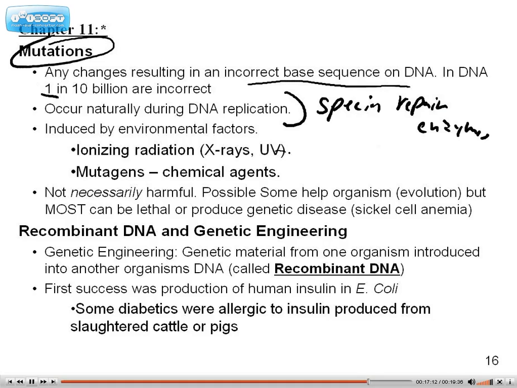If we want to multiply the number of mutations, because we're mean like that, we can use X-rays and UV. Basically, they excite electrons within covalent bonds of the DNA and break and make new bonds. Or we can add in a mutagen. These are any chemical agents which cause mutations.